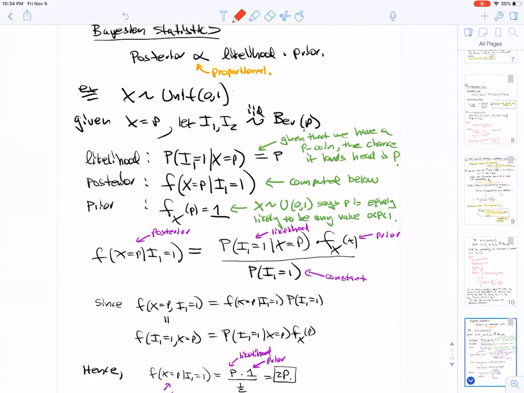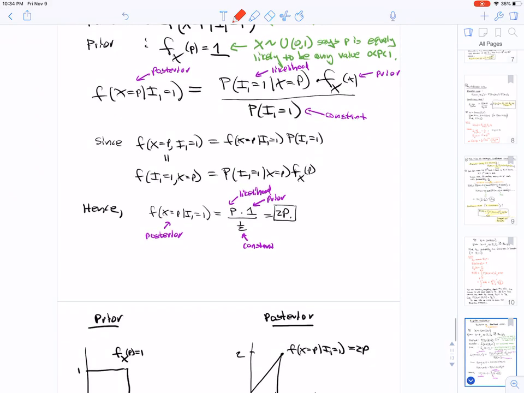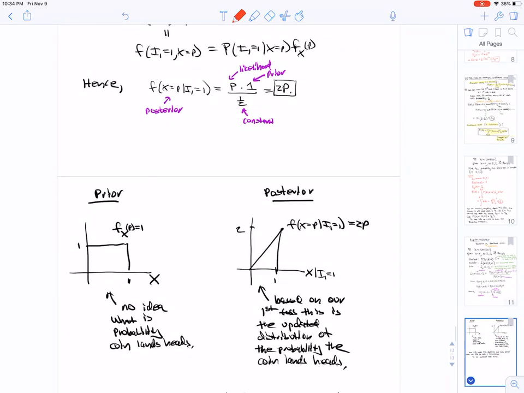And so to compute the posterior, I have the posterior is likelihood times prior over this constant here. To find out where this formula comes from, you can just write out the multiplication rule two separate ways, and you'll see that the posterior is in fact 2p. So my prior initially is a flat prior, that the probability that the coin lands heads is uniform.